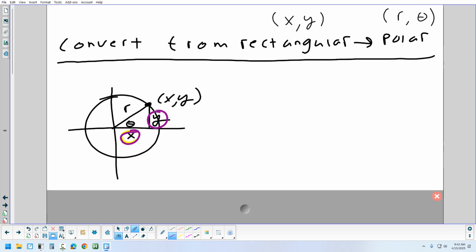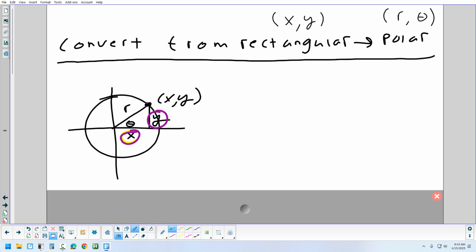If you know the x and the y, how could you figure out the r? We kind of mentioned it already. r is the distance from the origin to the point. It would be the square root of x squared plus y squared. It would be r squared equals x squared plus y squared, or when you solve for r, it's the square root of x squared plus y squared. It's just the Pythagorean theorem.